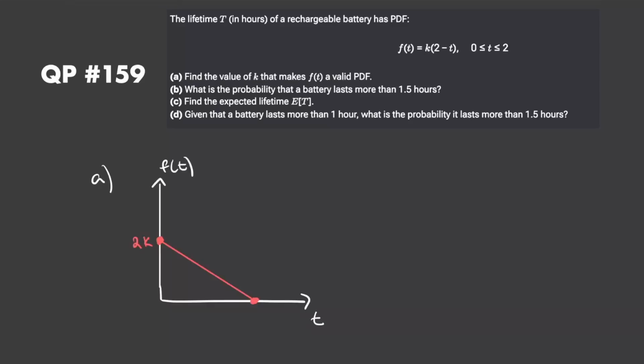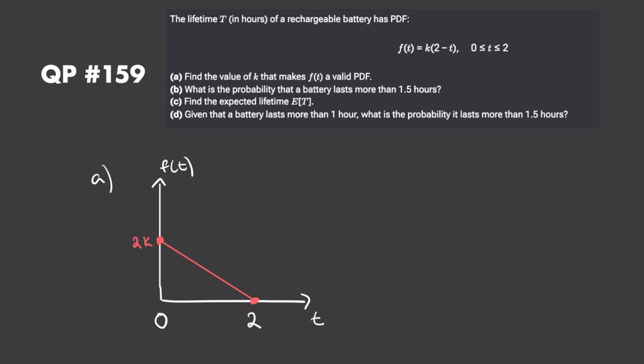So essentially if you plot out this density function, you see we intercept the y-axis at the point 2k, because when t is equal to 0, we just have 2k in our density function, and the density function is going to be decreasing linearly, with t going between 0 and 2. At this point we have t equal to 0, and at this point where it crosses the x-axis, we have t equal to 2, because when we plug t equals 2 in, we get 0, since 2 minus 2 is 0.